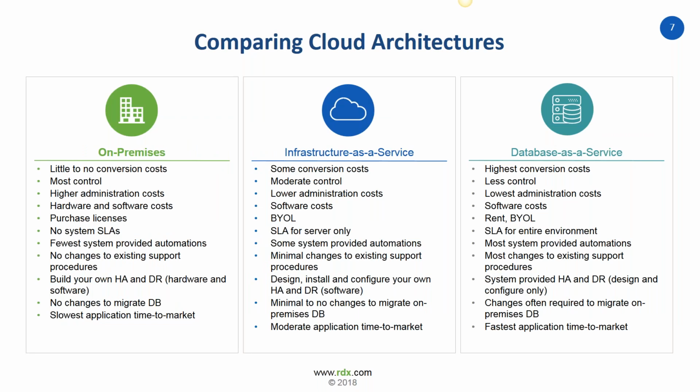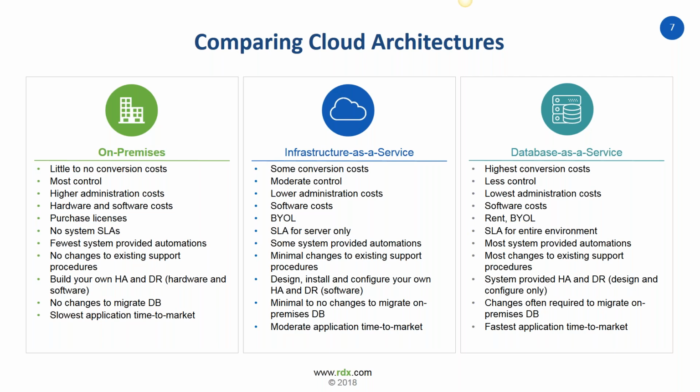Each environment, on-premises, IaaS, and DBaaS, has strengths and weaknesses that are inherent to their architectures. I've provided this comparison information for all three architectures you can choose from: on-premises, IaaS, and DBaaS. Each environment has benefits, drawbacks, and optimal use cases. Let's dig a little deeper into these. We've learned that IaaS is just a server in the cloud, so it's very close to on-premises systems.